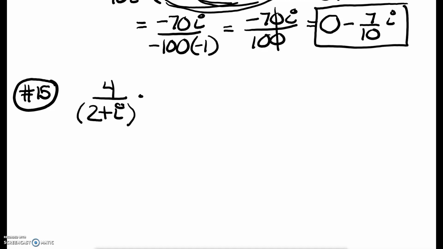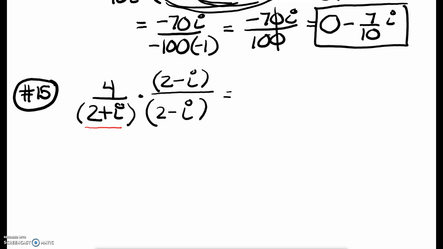So I'm going to start off by putting parentheses around my binomial, and I'm going to find the complex conjugate of the denominator, which is 2 minus i. It always has the opposite sign, remember. Okay, so once I write this out, I notice now I have to go ahead and distribute.